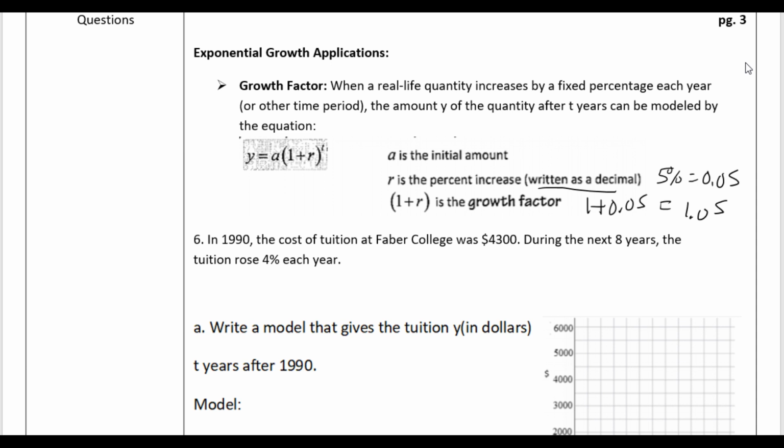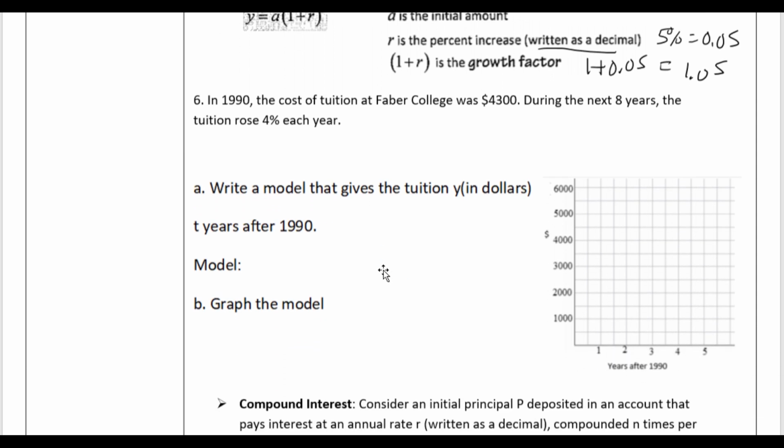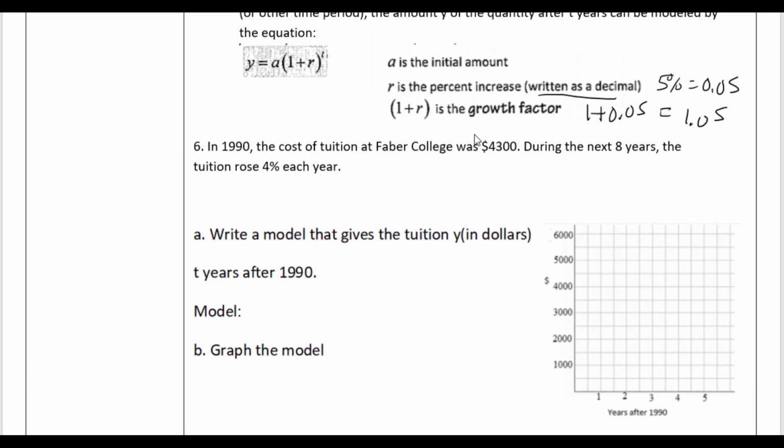All right, so we're going to use that model for the following problem. In 1990, the cost of tuition at Faber College was $4,300. During the next 8 years, the tuition rose 4% each year. So this is a classic example of exponential growth. The tuition is rising, and this is something that is applicable even today. Tuition generally tends to rise, and we want to predict how much it will be later down the road. So we're going to use the model. We're going to write down the model.